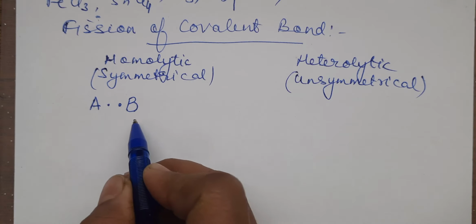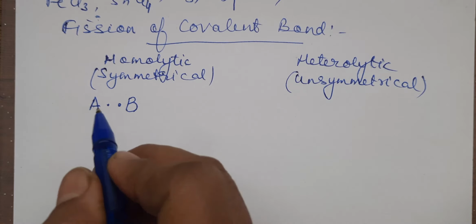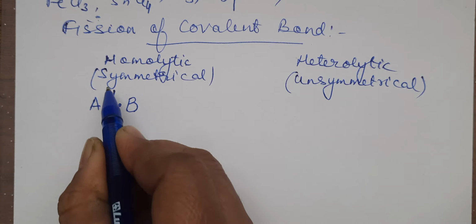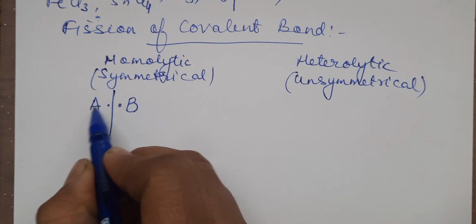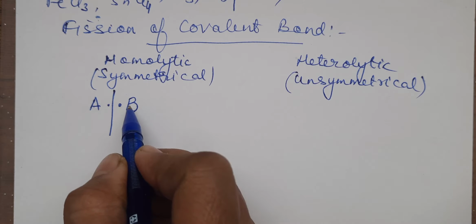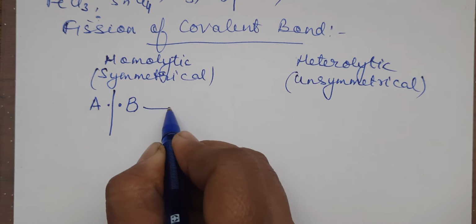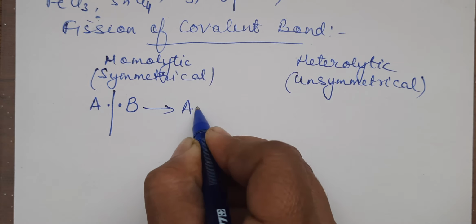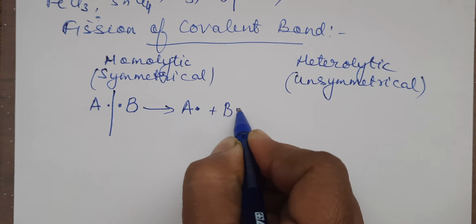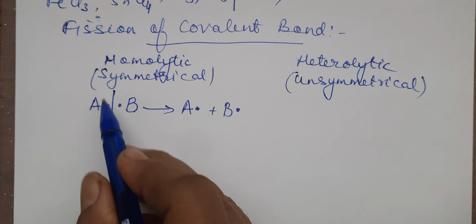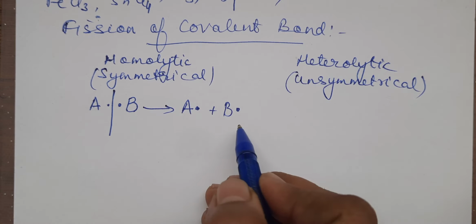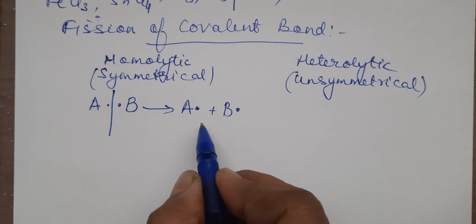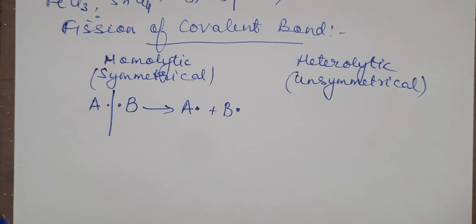So, if the covalent bond breaks in such a manner that after breaking both the atoms get one electron, that is after this homolytic fission, it forms A with one electron and B with one electron. So after the breaking, it forms two new species which both have one electron. Right. So this type of fission is called homolytic fission.